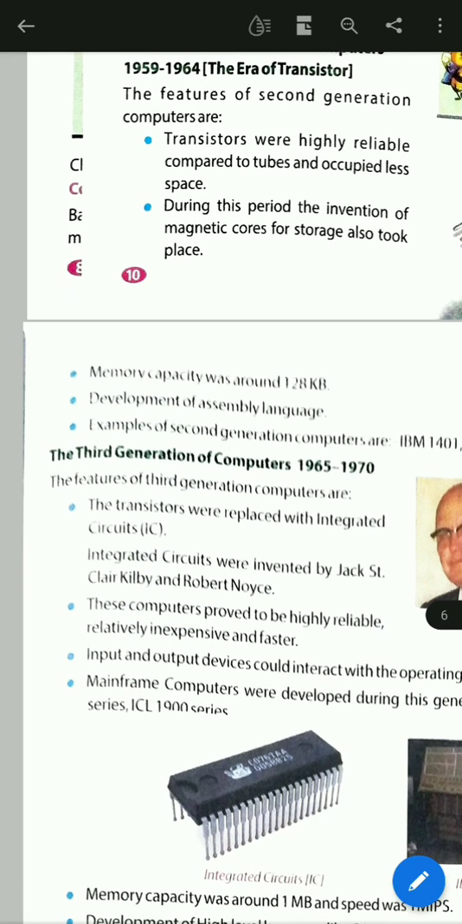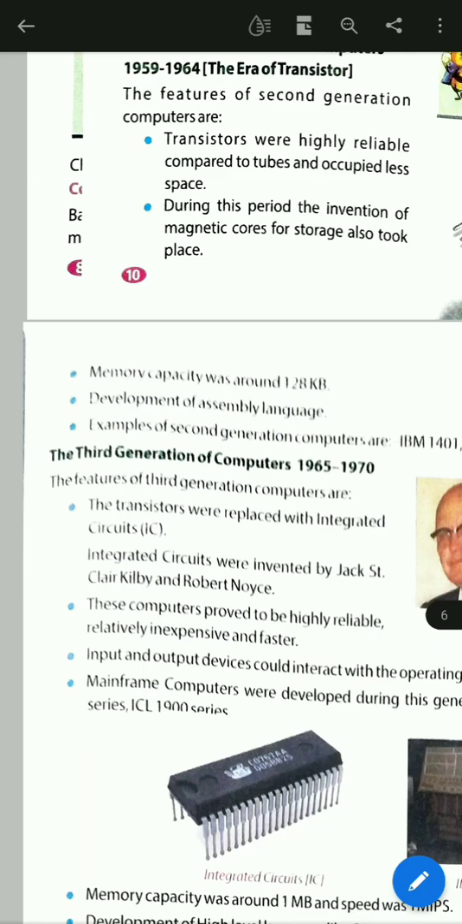Next comes the third generation computers, from 1965 to 1970. The features of third generation computers are: transistors were replaced with integrated circuits, or ICs. Integrated circuits were invented by Jack St. Clair Kilby and Robert Noyce.